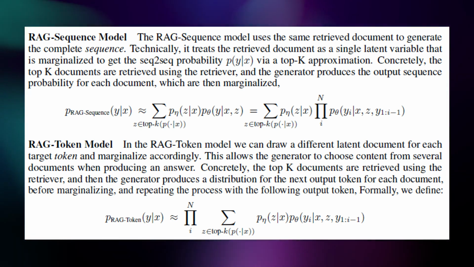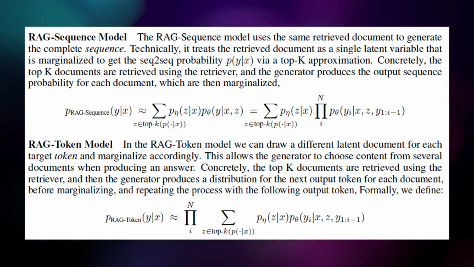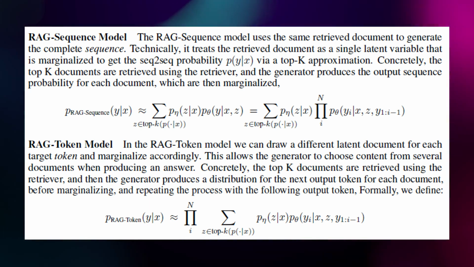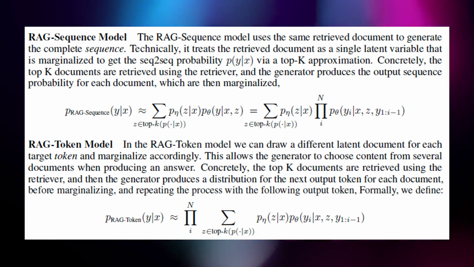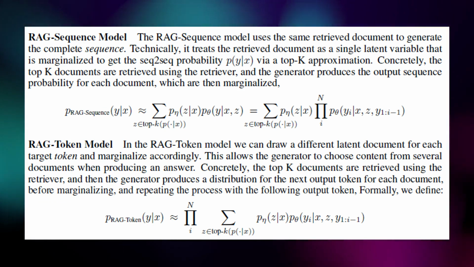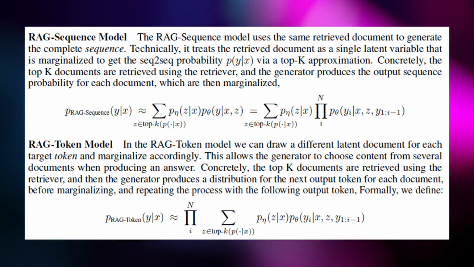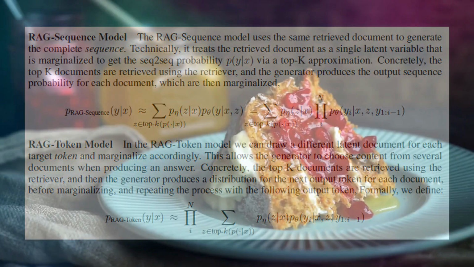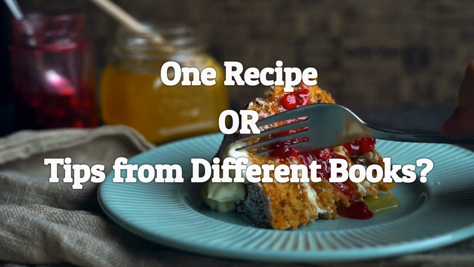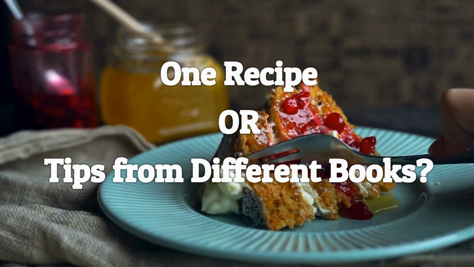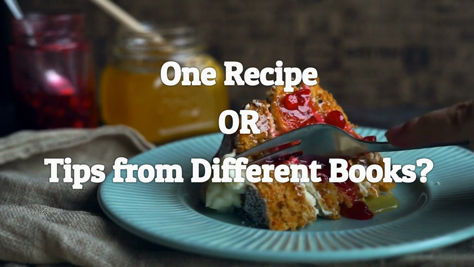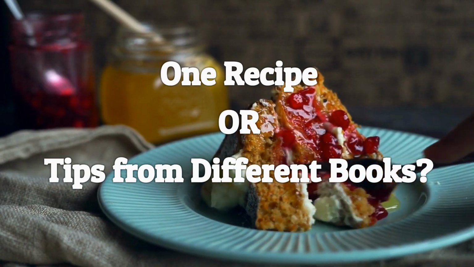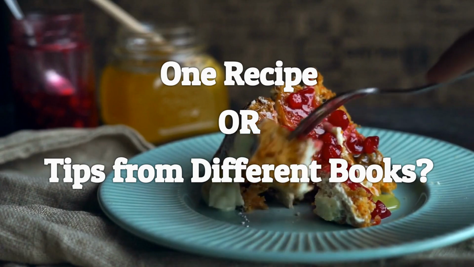RAG token is a multitasker, pulling facts from multiple documents as it generates each word. This approach is more flexible and allows the model to aggregate knowledge from multiple sources, but is computationally intensive. Think of it like baking a cake. Sequence mode sticks to one recipe, while token mode grabs tips from different cookbooks. Therefore, the system marginalizes all retrieved documents during training and inference.